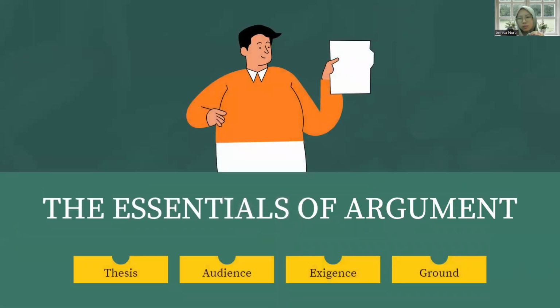All right, last but not least, we will talk about the essentials of arguments, which consist of four subtopics: thesis, audience, exigence, and ground. Let me explain this. So what is a thesis? A thesis is a claim to be supported. Of course, we also have the audience to be convinced. And then the exigence is the urgency to offset the audience's limitation. And the ground is the reason for the audience to be convinced of the thesis statement.